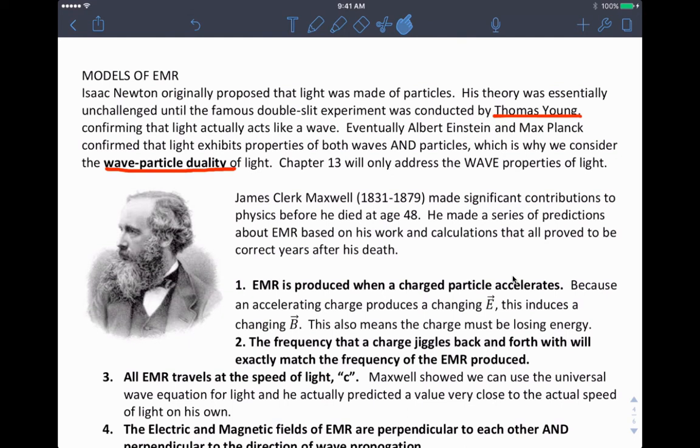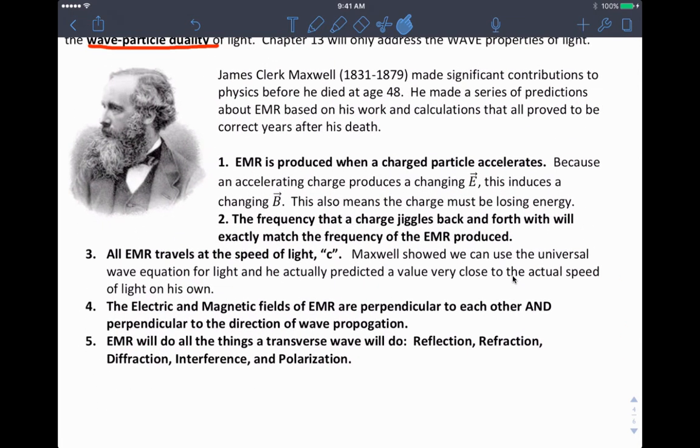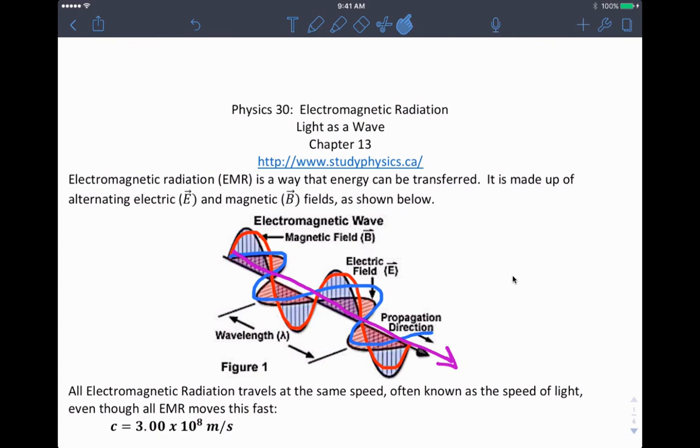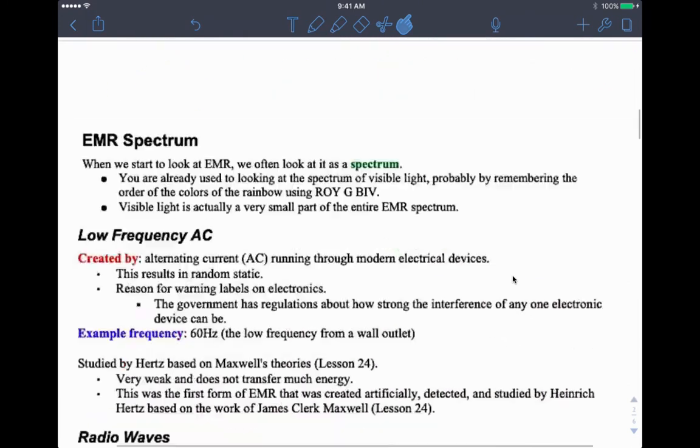So James Clerk Maxwell made these 5 predictions, and we're going to study all of them in this chapter. So his first one is electromagnetic waves are produced when a charged particle accelerates. So you have to take a charged particle and either accelerate it up and down a radio antenna or by any other means that you have. And if you do that, that creates a changing electric field, which induces a changing magnetic field. And so that produces, for the diagram that we already saw earlier, I guess I could race back to it, this pattern of changing magnetic and electric fields.